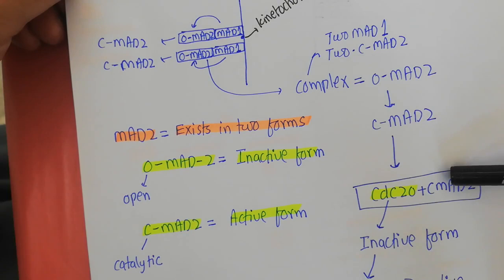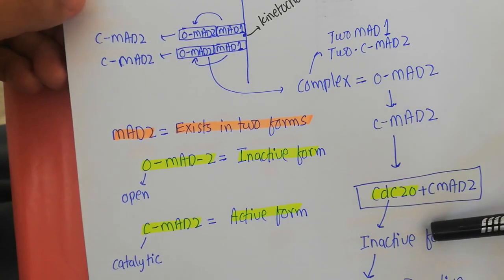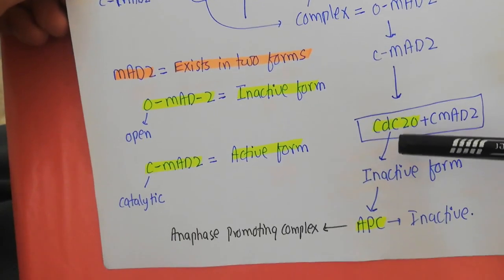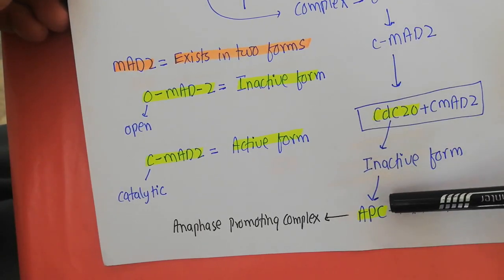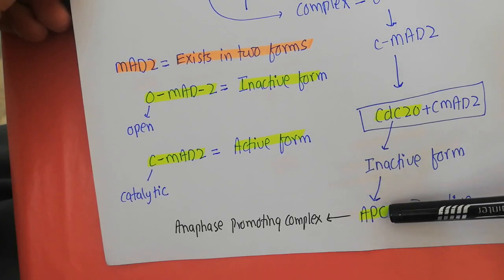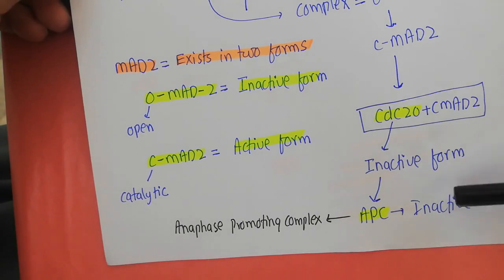Now, the c-MAD2 was interacting with an important protein, the CDC20, thereby making it inactive. And if the CDC20 is inactive, that means it cannot activate its substrate, which was the Anaphase Promoting Complex. So the Anaphase Promoting Complex was in the inactive form. You cannot move into the anaphase of the cell cycle.